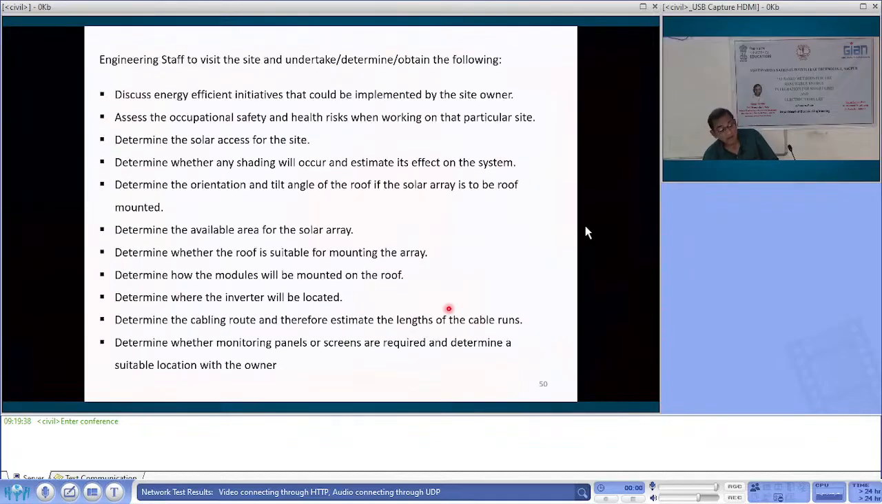Then engineering staff to visit the site, discuss energy efficient initiatives. This is the one initiative to reduce the electricity bill, put a rooftop solar. Assess occupational safety is very important. Okay, health risk, because when there is storm, तेज हवा रहती है बरसात में, हम टेरेस पे नहीं रहते हैं. So here in our department, the panel fell from the terrace on the ground floor. Okay, during the rainy season when there was storm. So then safety is very important.